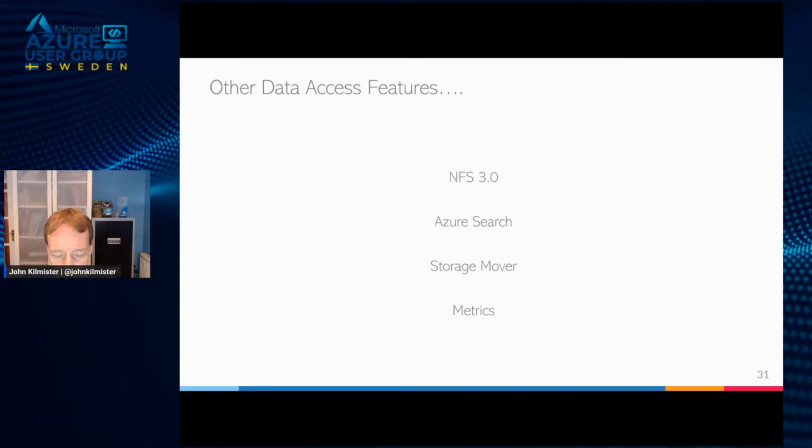And a few other features. We've zipped through a lot of features there, but if you want to mount a network share to blob storage, if you're on Linux, you can do this, but you need to, again, enable hierarchical namespaces. You can do that through NFS3. Azure Search, if you want to search all the contents of your blob, there's an option for that. Storage Mover is great for migrations and is an alternative to AZ Copy. And you can also use metrics to analyze how many blobs you have in each storage tier and various other things.